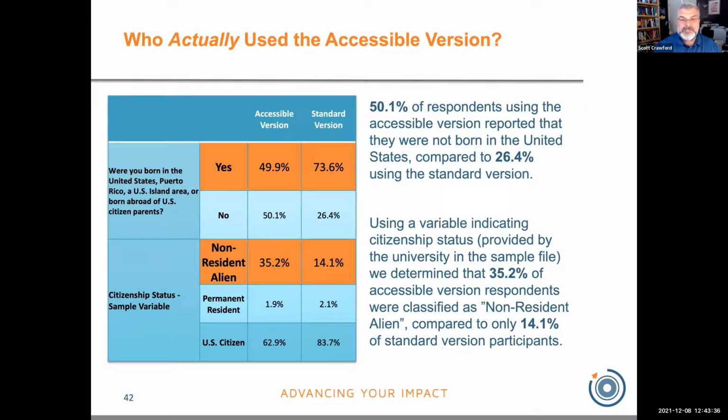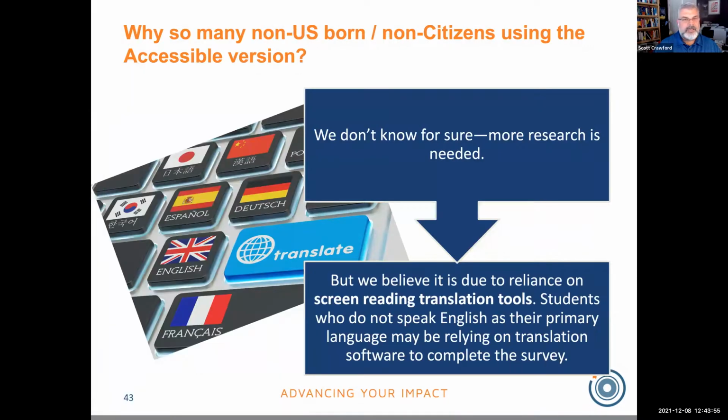And then we looked at citizenship status. 35.2% of accessible version respondents were classified as non-resident aliens, as compared to only 14.1% of the standard version. So we had a much larger percentage of people who were born outside of the US and were not citizens participating in the accessible version. We unfortunately didn't have any data to tell us what that means, but our working theory is that we believe this is reliance on screen reading translation tools.